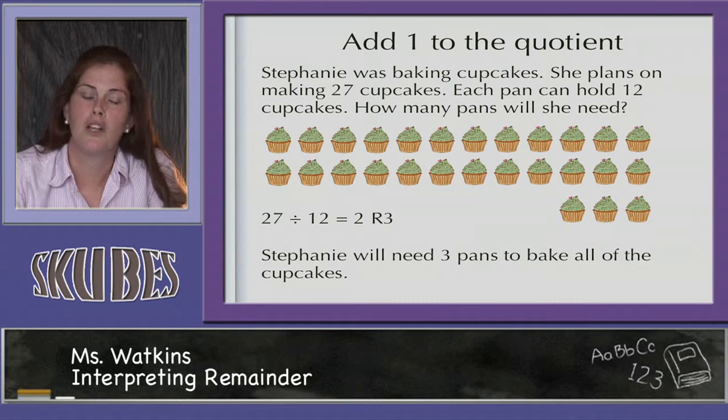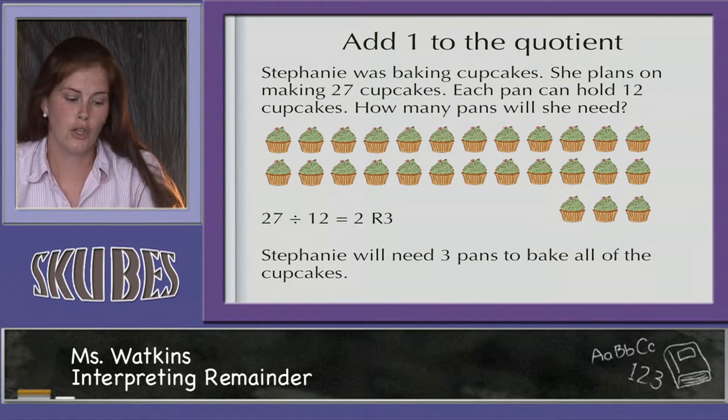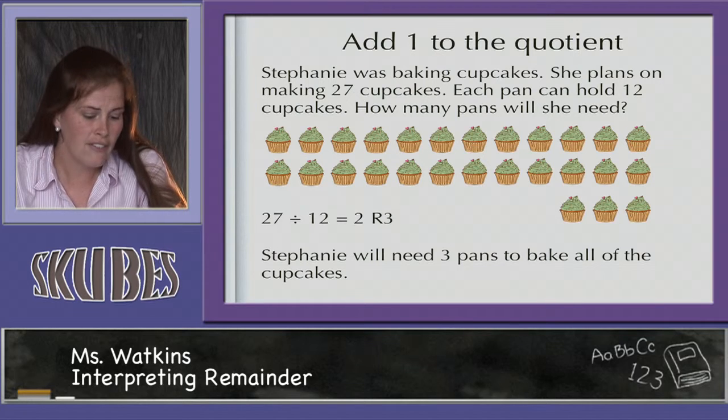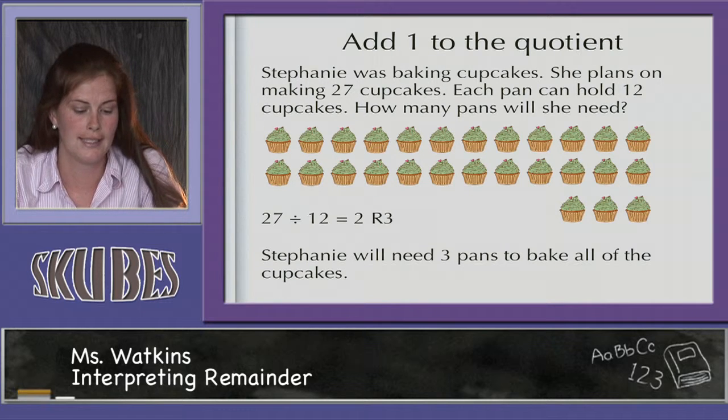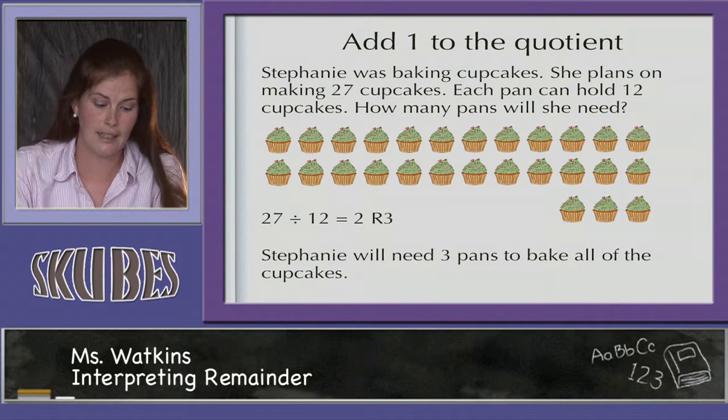Here is an example of when you may need to add 1 to the quotient. Stephanie was baking cupcakes. She plans on making 27 cupcakes. Each pan can hold 12 cupcakes. How many pans will she need?